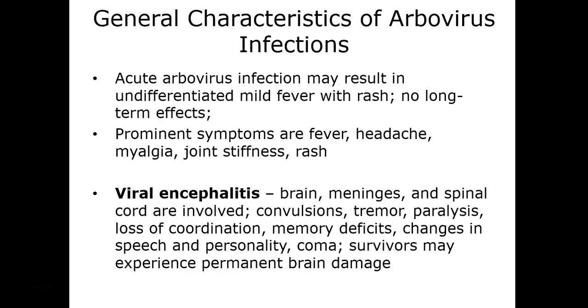So prominent symptoms, again, with the arboviruses include things like the fever, headache, myalgia, joint stiffness, and rash. However, there are opportunities where encephalitis occurs, and this is an inflammation of the brain, the meninges, and the spinal cord. And this ultimately results in things like convulsions, paralysis, tremors, and ultimately coma and brain damage can result.